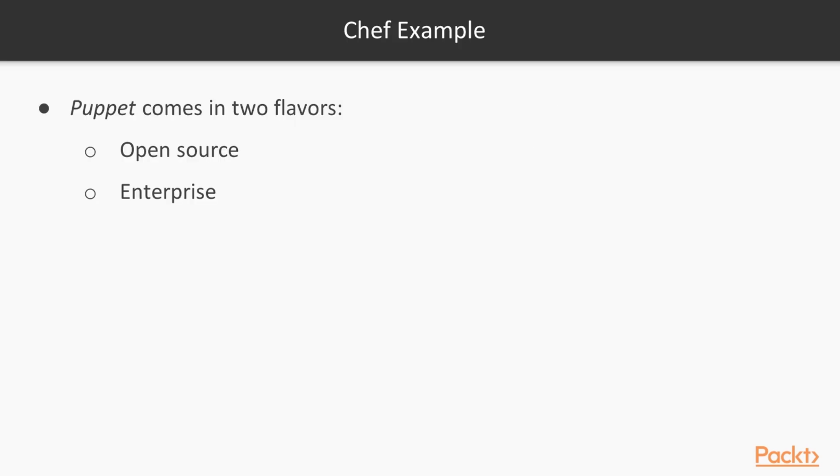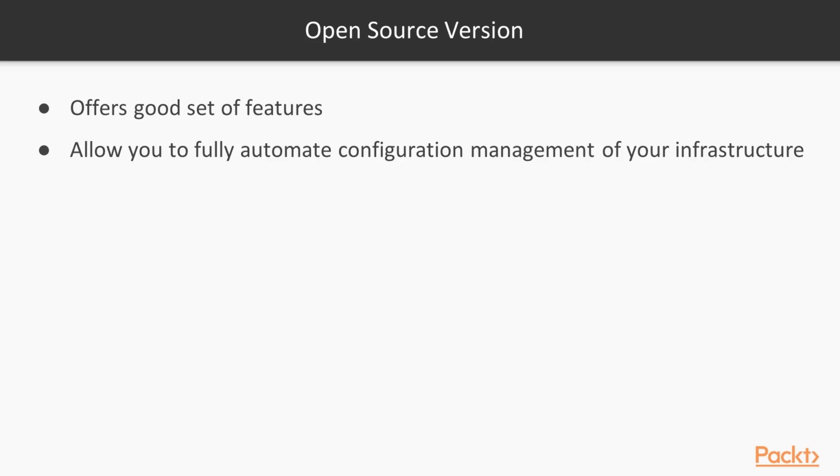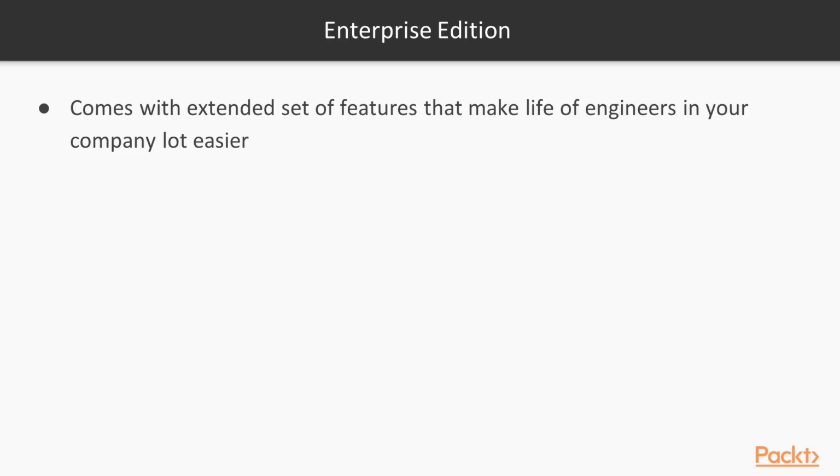Now let's move on to Puppet. Puppet has been around for a while and is widely used in the DevOps world. Puppet comes in two flavors: open source and enterprise. The open source version comes as is, offering a good set of features that allow you to fully automate the configuration management of your infrastructure. The Enterprise Edition, aside from support, comes with an extended set of features that make the life of the engineers in your company a lot easier.